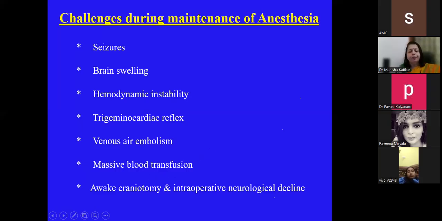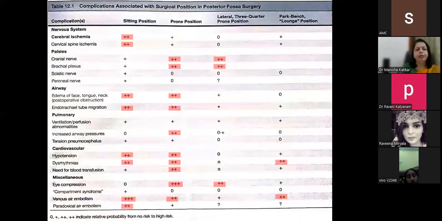And if you are practicing awake craniotomy for a tumor in an eloquent area, then intraoperatively, because of handling of important neurological motor fibers, the patient might develop intraoperative neurological decline. He may become drowsy, and in those cases, you need to have control over the airway. So the first and most important thing in neuroanesthesia is that you have to be very vigilant throughout the procedure. Whether it's a cervical spine surgery, a lumbar spine surgery, or a brain surgery, you need to maintain hemodynamic stability in all neurosurgical cases.